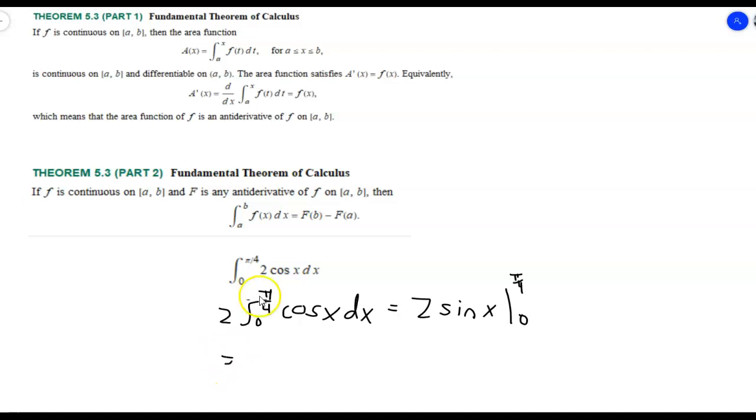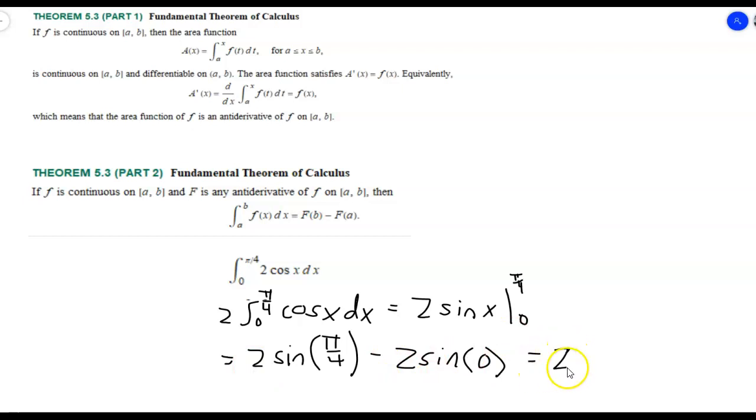And we're going to go from 0 to pi over 4. And this is going to equal, using this notation here, the antiderivative: 2 sine of the upper limit, which is pi over 4, minus 2 sine of the lower limit, which is 0. So that's going to be equal to, well, the sine of pi over 4 is 1. 1 times 2 is 2, so this is going to be 2 minus the sine of 0, which is 0. So we get an answer of 2.